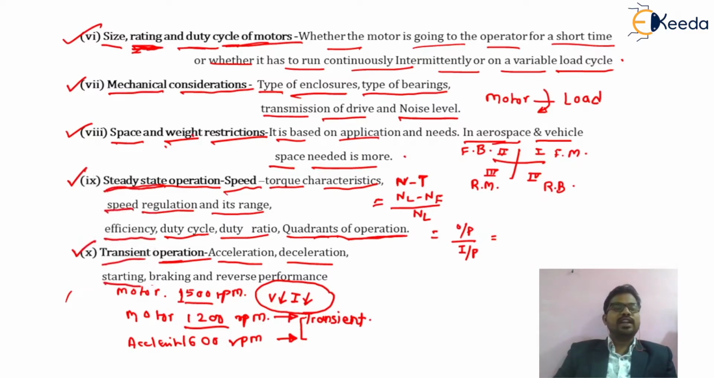So as we know, in electrical braking there are different types of braking available. Such braking are called dynamic braking, resistance braking or reverse braking. Then the next parameter is called the reverse performance.